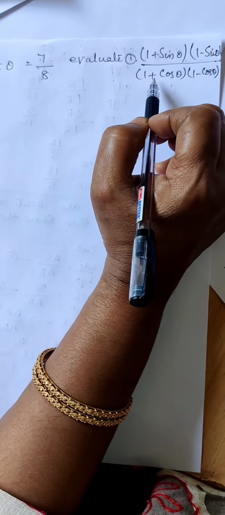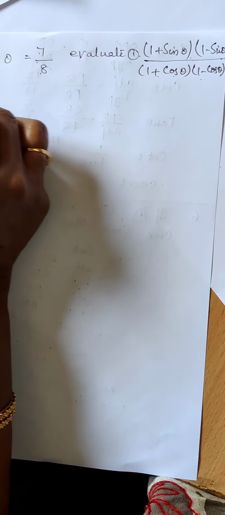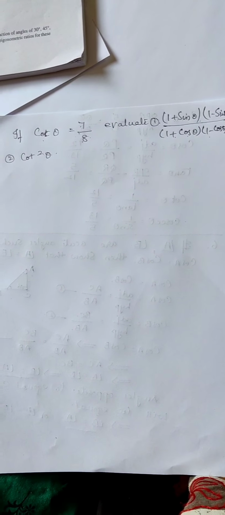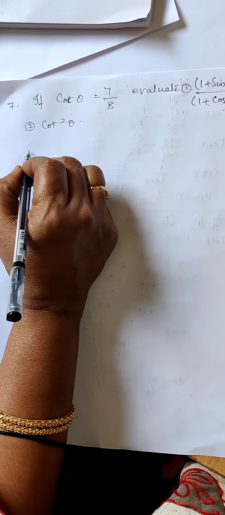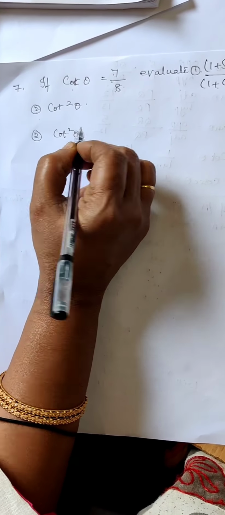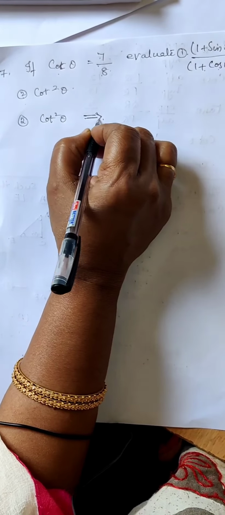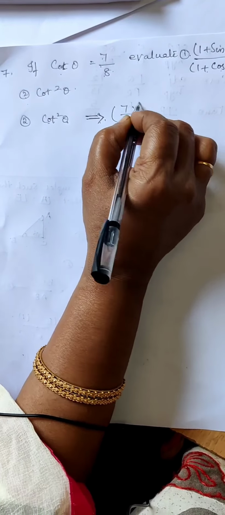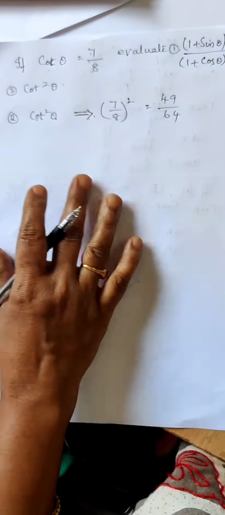Now, the first bit is: if cot theta is equal to 7/8, evaluate 1 plus sin theta into 1 minus sin theta, by 1 plus cos theta into 1 minus cos theta. And the second bit is cot square theta. Let us do the second bit first. Anyone can do this, even school children. Cot theta is given as 7/8, so cot square theta is just the square of this, which is 49/64.